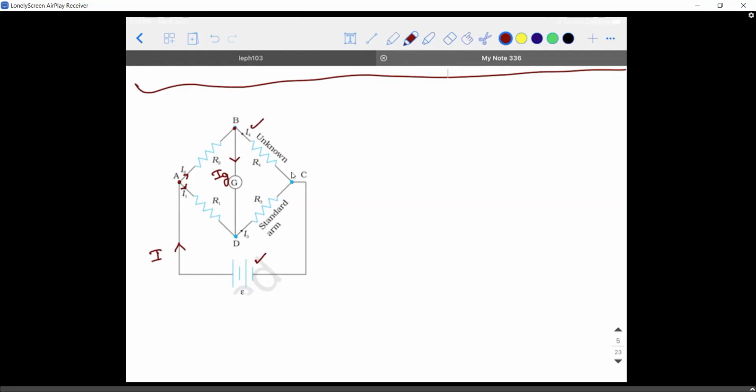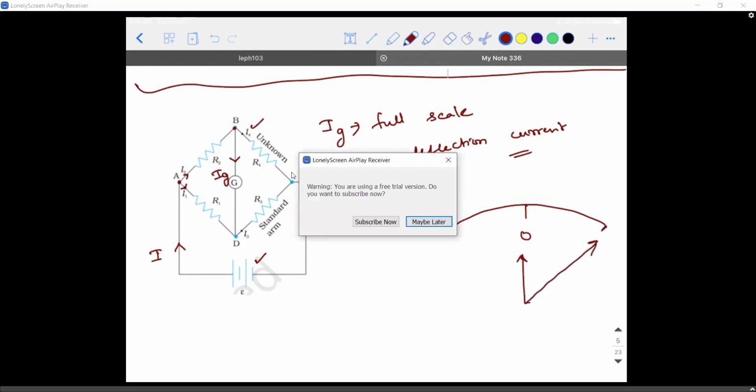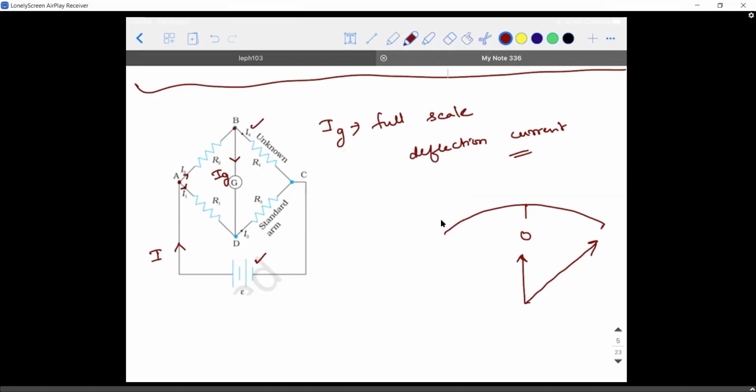What I mean by IG and I4 is, IG is called the full scale deflection current. Full scale deflection current in the sense, when I told you about the galvanometer, 0 will be here. When current is flowing through it, it will come and stop here. So a galvanometer basically has divisions on it. If the pointer goes till the end of the galvanometer exactly and stops at the last reading point, then that is called the full scale deflection current.